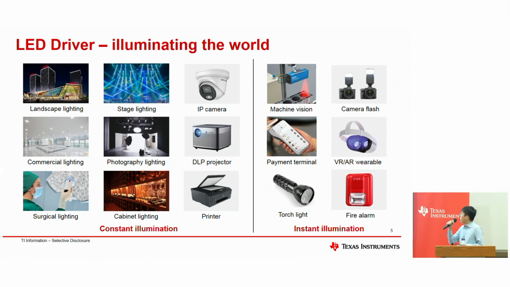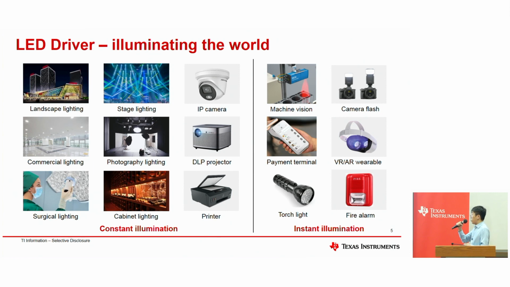The middle one is the DLP projector, possibly also the one in the room today. We use the LED driver co-working with the DLP chip to do the light luminance compensation. The last one is the printer. When we see those contact image sensors within the printer, we use the backlight panel to provide the light source for the contact image sensor to do the printing and scanning.